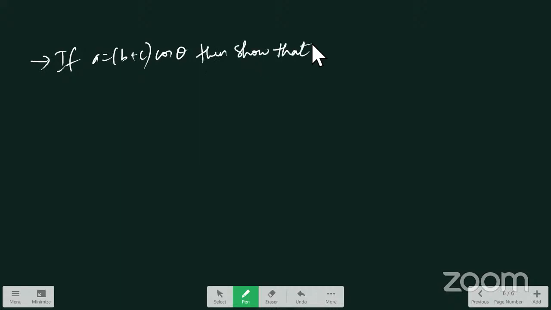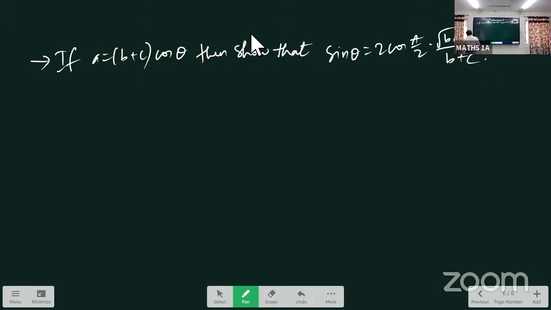Now, if a is equal to (b plus c) cos theta, then show that sin theta is equal to 2 cos A by 2 into root BC by b plus c. Okay. Same as yesterday, we did, no?